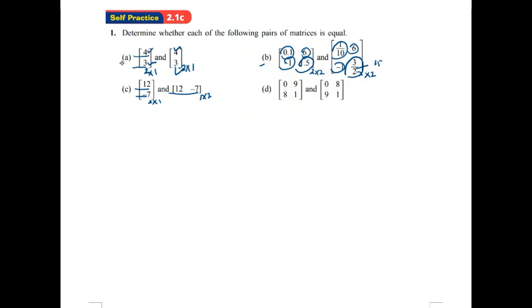So the last one, they have order 2 by 2. Both have the same order. But look at each element: 0 and 0, yes, equal. But for the first row, second column, there is a different number. So these are not equal matrices.